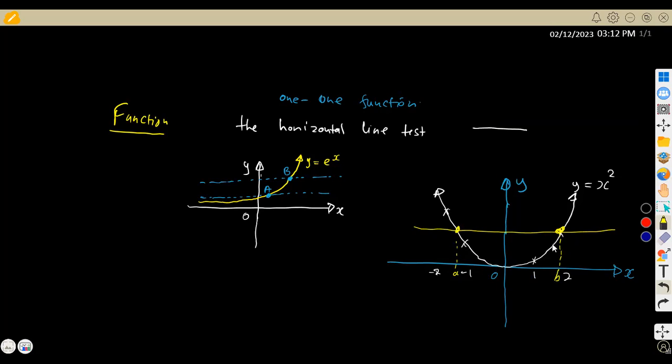So it's no longer a one-to-one function, where we are simply crossing a horizontal line at 1 point. This one cuts at 2 points. But still we are having this as a function, judging from the horizontal line test. This can be the best way to explain.